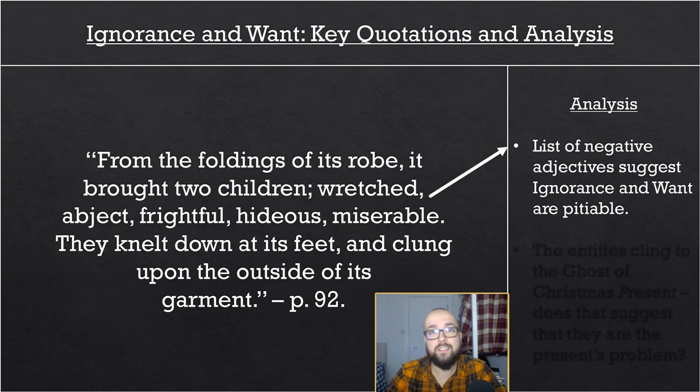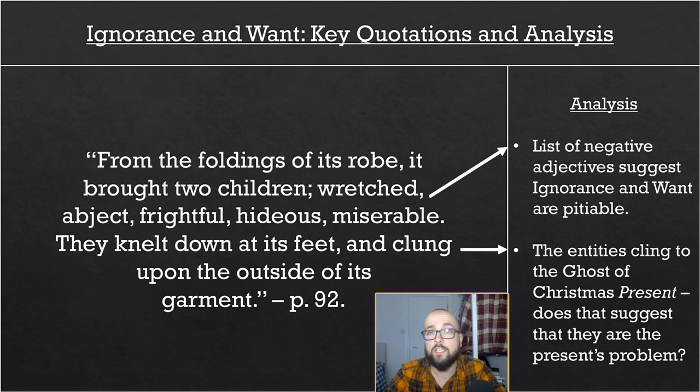The second sentence in this quotation is also interesting. Not only does the fact that ignorance and want are kneeling at the spirit's feet and clutching at its robe further present them as being pitiable, but the fact that they are clinging to the Ghost of Christmas Present's robe, emphasis on the present, might also suggest that they are very much a problem in Scrooge's time. Ignorance and want are not seen as a historical issue, nor some far-flung-off future problem. They are something that is incredibly relevant to the time in which Dickens was writing, in which at least a quarter of the British population lived in immense poverty.